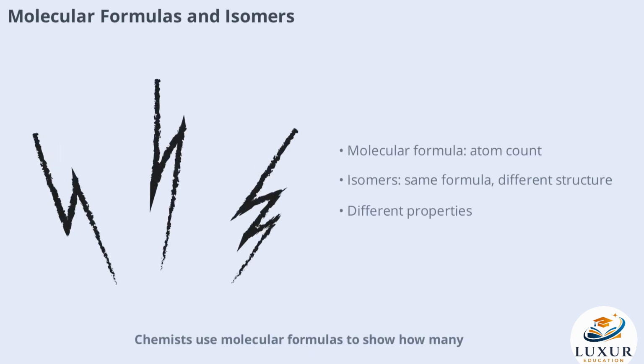Chemists use molecular formulas to show how many of each type of atom are in a molecule. But sometimes, different molecules can have the same formula but different structures. These are called isomers. Isomers can have very different properties even though they're made of the same atoms. For example, graphite and diamond are both made of carbon, but their structures make one soft and the other extremely hard. Understanding isomers is key to understanding why substances can behave so differently.